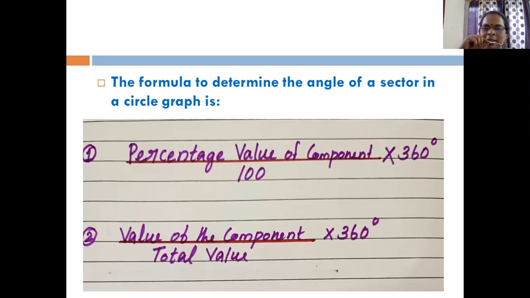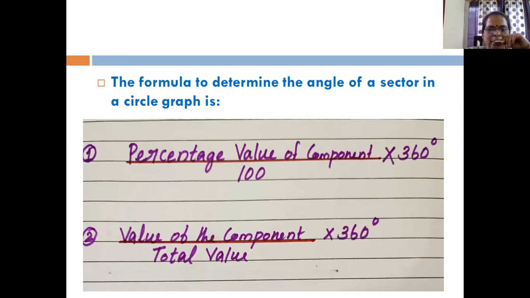So why do you take 360 degree here? Because the total degree measure, or total value, of the circle is 360 degree. The 360 degree measure we are dividing into different components.